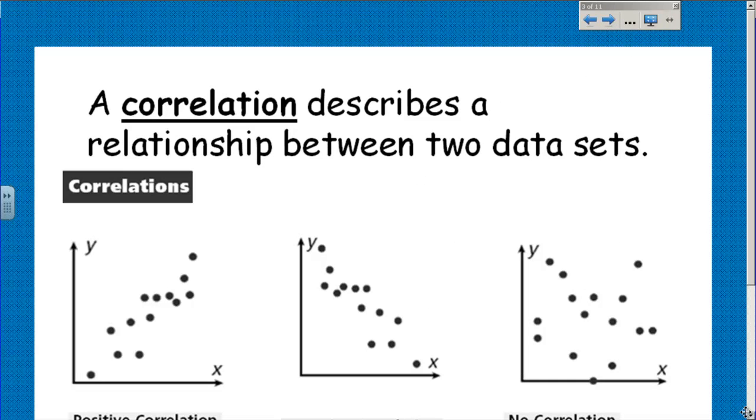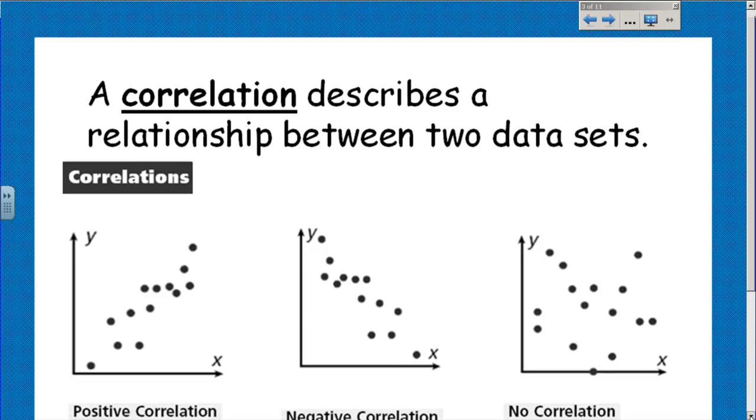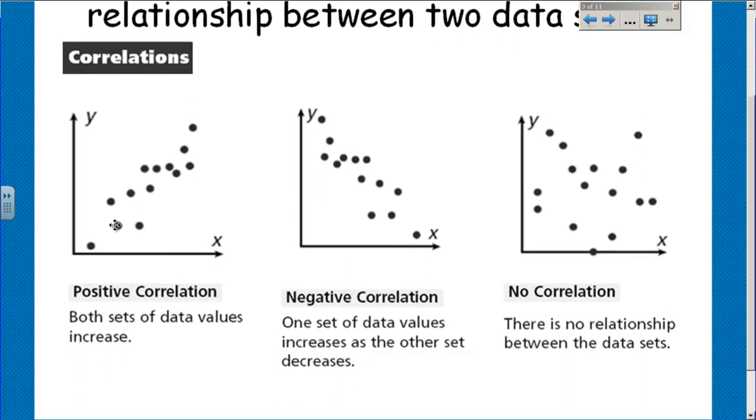All scatterplots have what we call a correlation, which is just a fancy math word for relationship. Every scatterplot shows some kind of relationship. There are 3 different types of correlations. There is a positive correlation, like this first one.